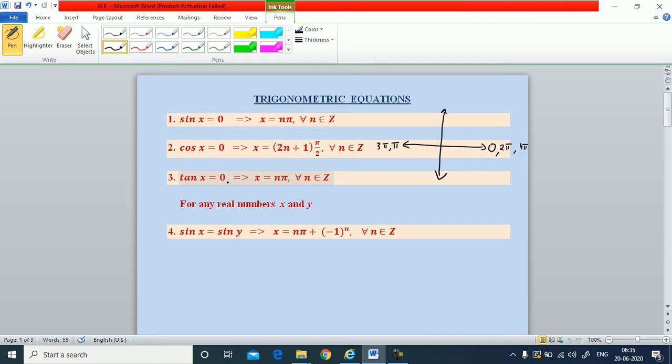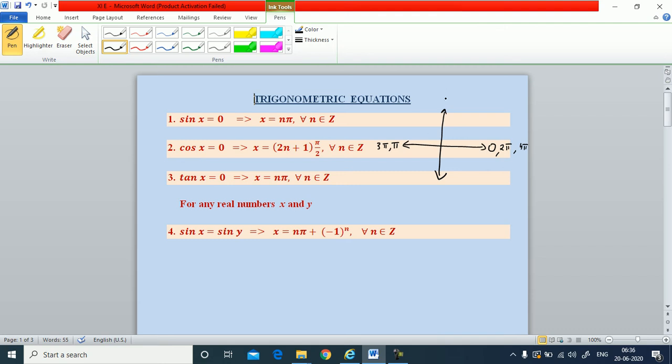In the same way, for tan x is equal to 0, x will be n pi, because for whichever angle sin x is 0, tan x will also be 0, because tan x is sin x over cos x. Now coming to the second part, now we have to check for which all angles cosine will become 0.